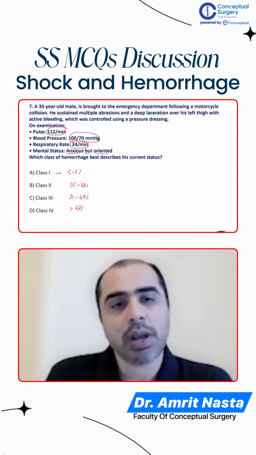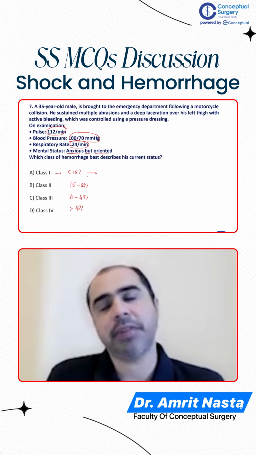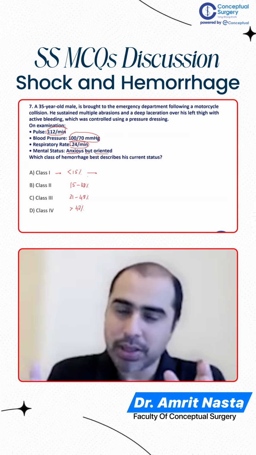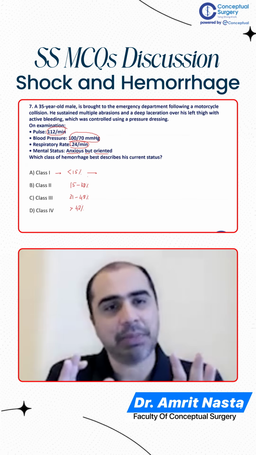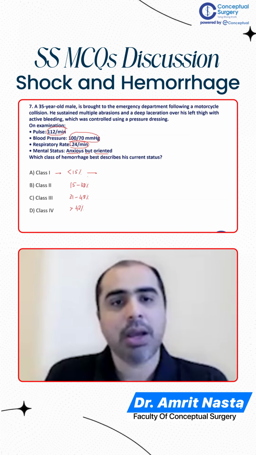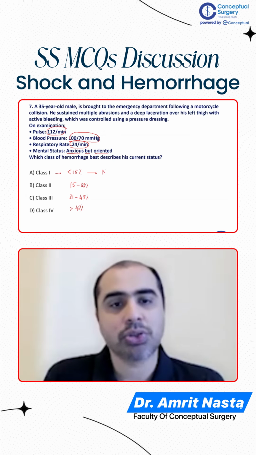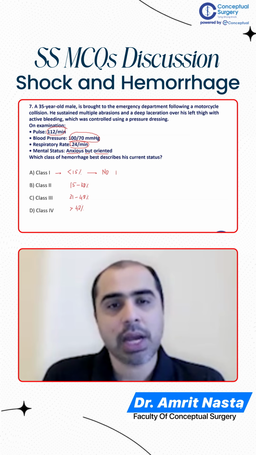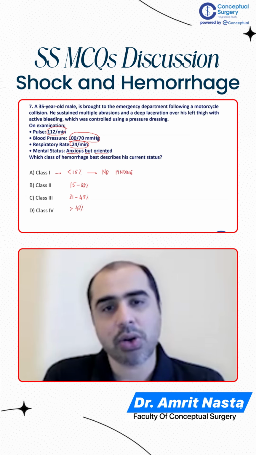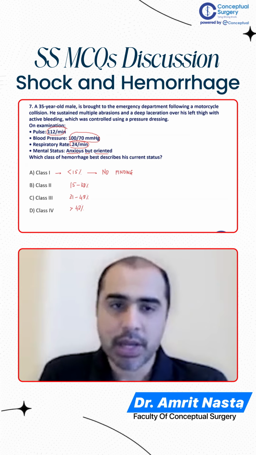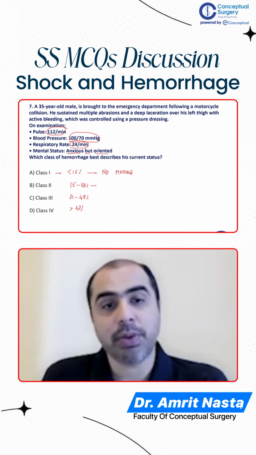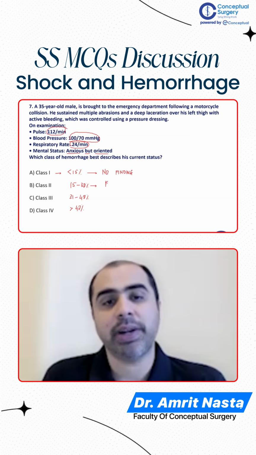In class 1 hemorrhage, less than 15%, and less than 15% can be 0% also. So when the blood loss volume is less than 15%, or approximately in an adult less than 750 ml, there are no findings, which is so strange. So understand, as a post-op patient with hemorrhage, even if he has lost 400-500 ml of blood, he will not have any clinical findings.